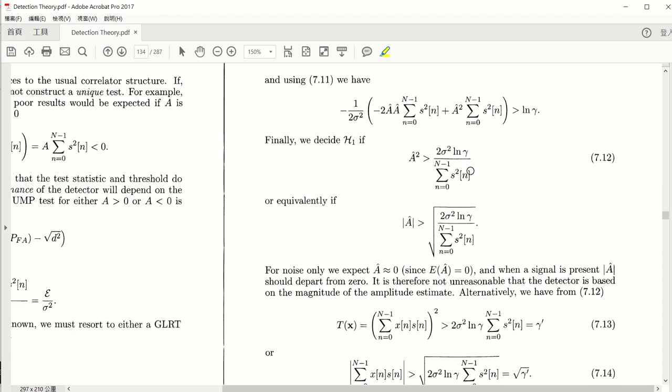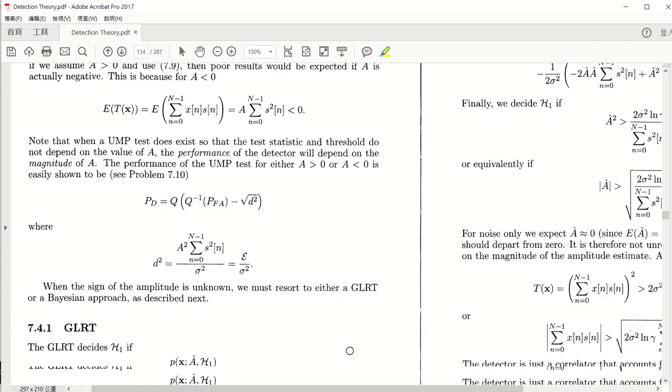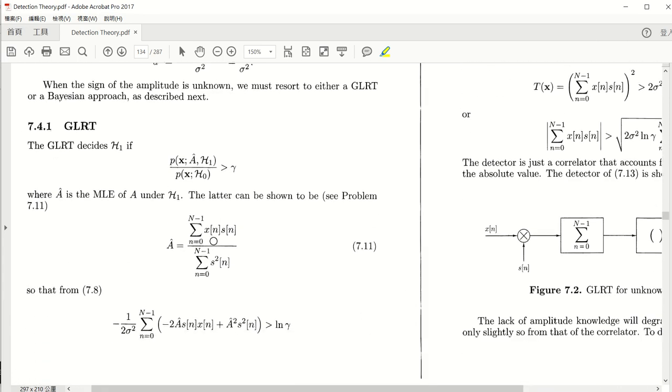The whole description seems strange, right? Would you wonder where is the data? The data seems to disappear from the description, but don't worry about it. Let's come back and look at it again. The data is hidden in the A hat. So in other words, A hat is a function of the data.